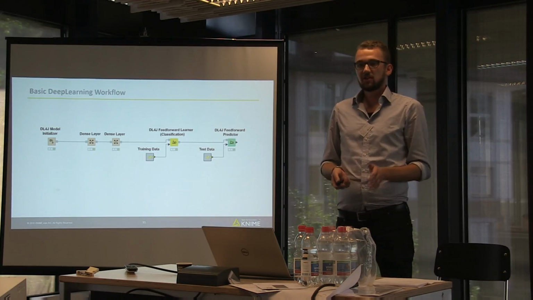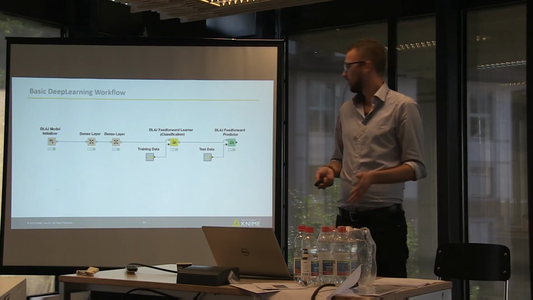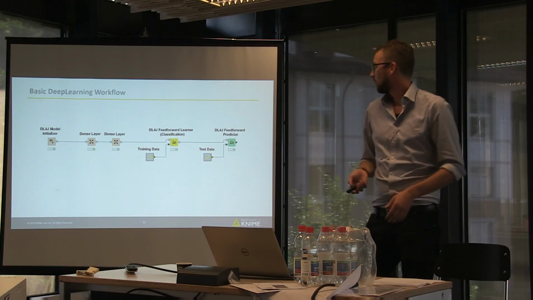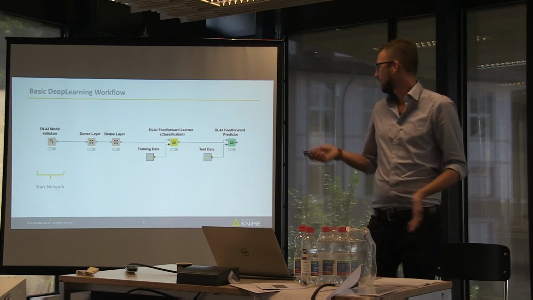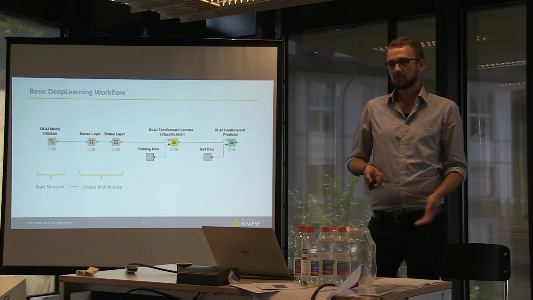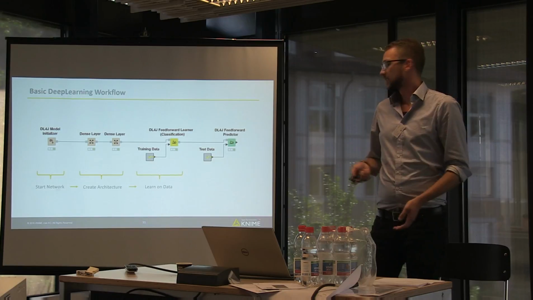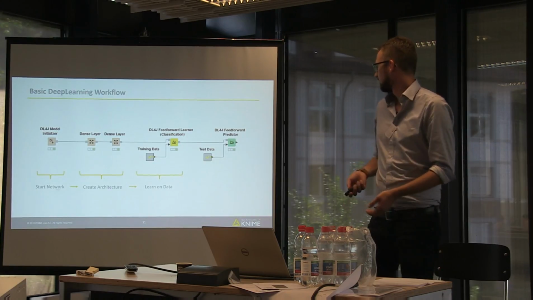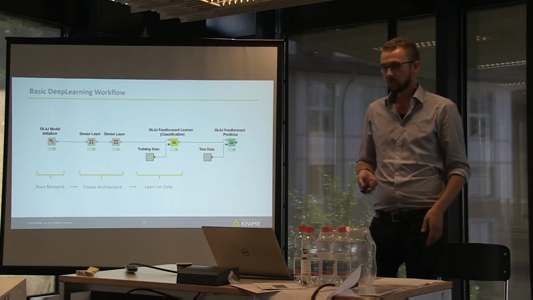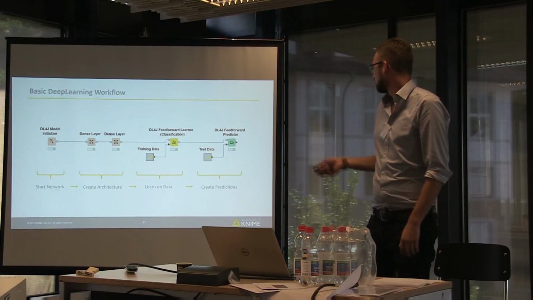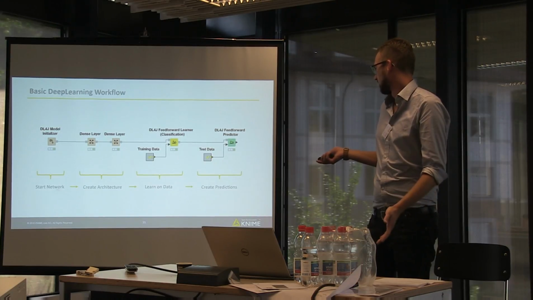So now I'd like to show a basic workflow, how this would look like. Here we have 4 parts. At first you need to start your architecture, then you would create your network, in this case a 2-layer perceptron. Then you would learn on data. Here in this meta node we read in some tables and configure a classification learner to perform classification. And then we would use a predictor node and also some test data to create predictions.